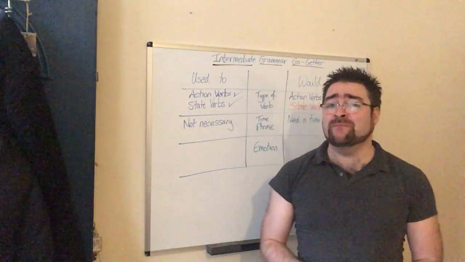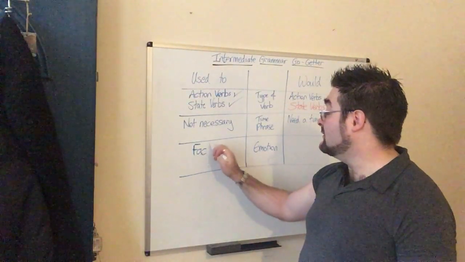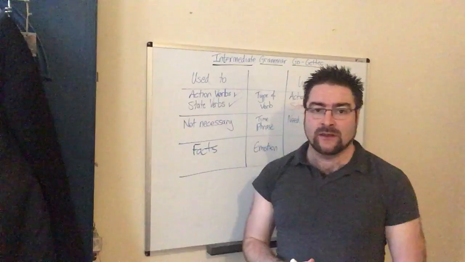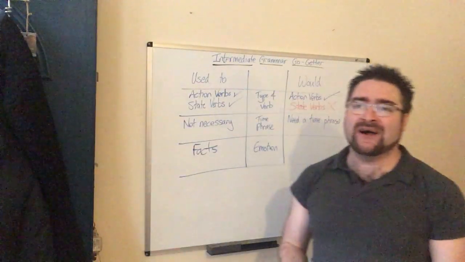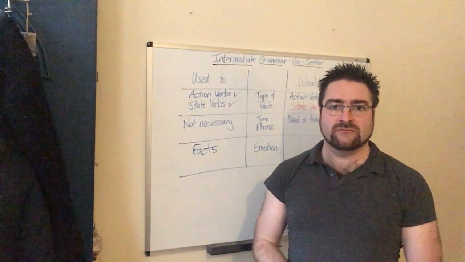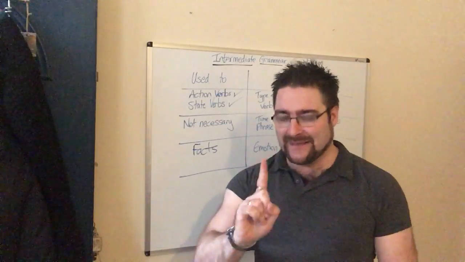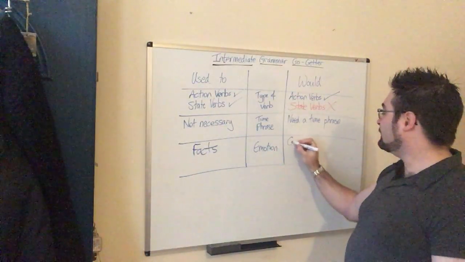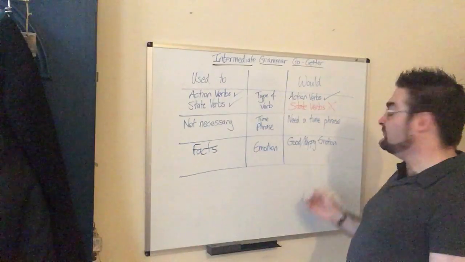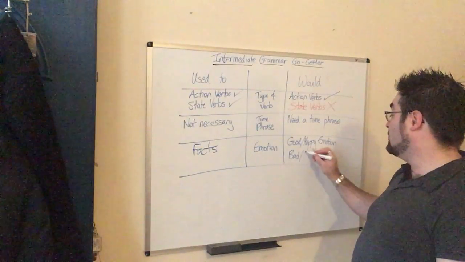Finally, and this is probably the most important one, it's about emotion. Used to is related to facts. There is no emotion when you use used to. You can put emotion if you want, but it's usually something like, I used to work in a shop. No emotion. Yeah, you're not happy about this, you're not sad about this, you're just stating a fact. But with would, you've got a good or happy emotion, or perhaps a bad or unhappy emotion.